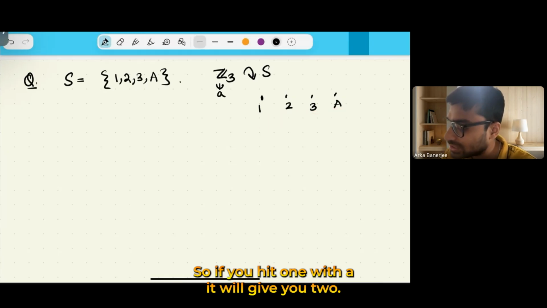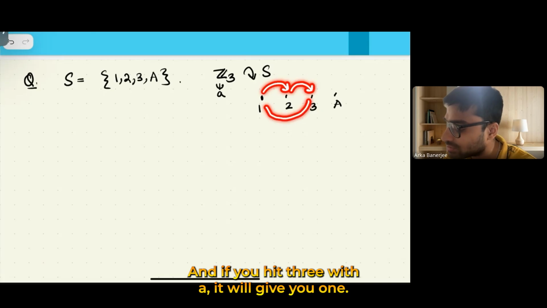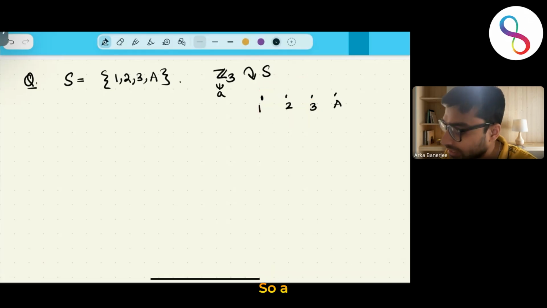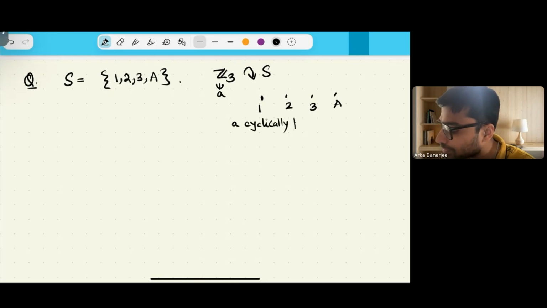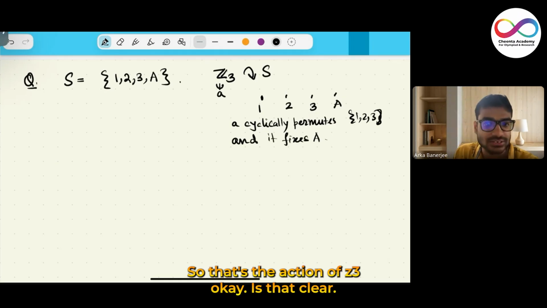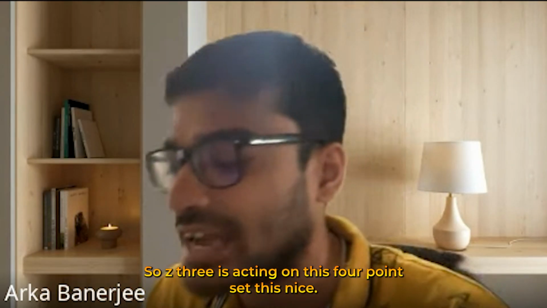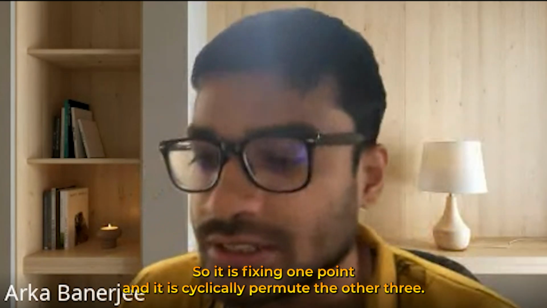If you hit 1 with A, it will give you 2. If you hit 2 with A, it will give you 3. And if you hit 3 with A, it will give you 1. So A cyclically permutes the set 1, 2, 3, and it fixes A. Okay, so that's the action of Z3. Is that clear? So Z3 is acting on this 4-point set. It is fixing 1 point and cyclically permuting the other 3.